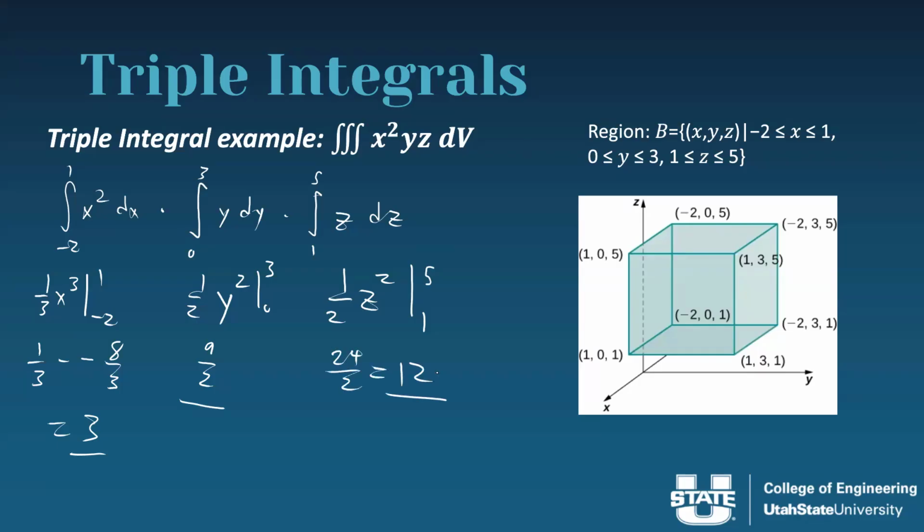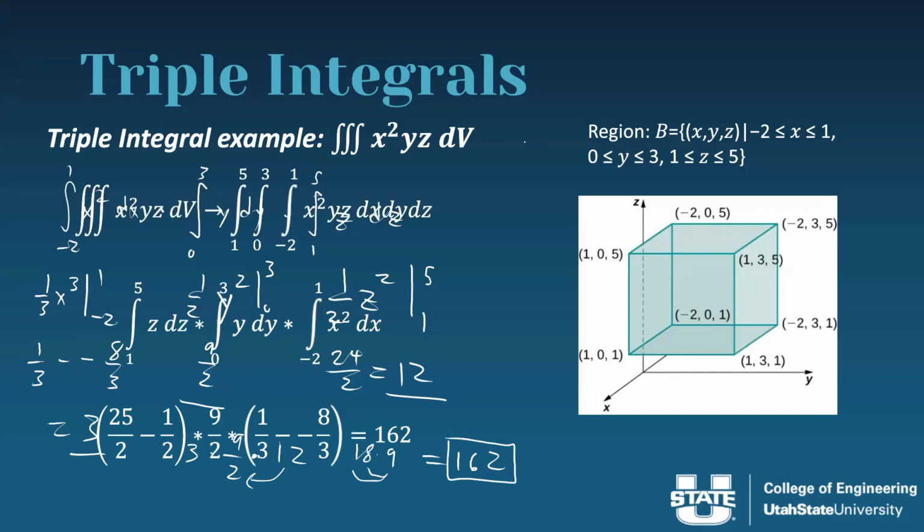Okay, so those are our partial answers. We multiply them together. 3 times 9 over 2 times 12. That would just be a 6, right? So 18 times 9, which, can anyone do that in their head? 90 plus 72 is 162. Any questions? Oh, look, we got the right answer, 162.